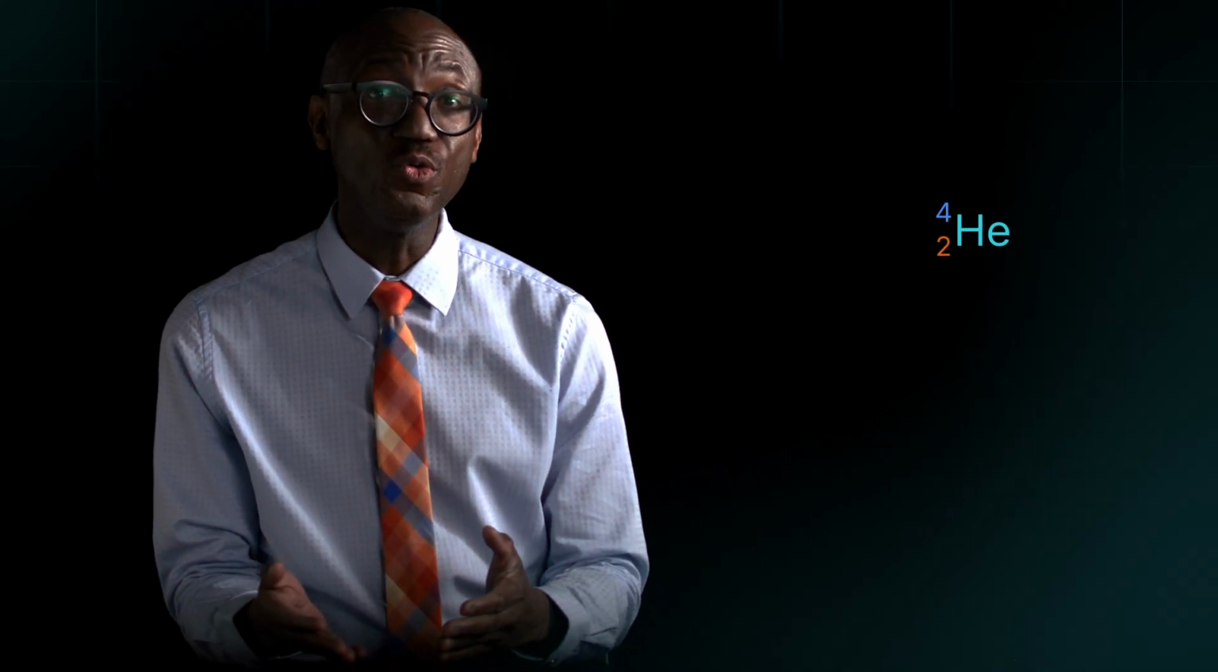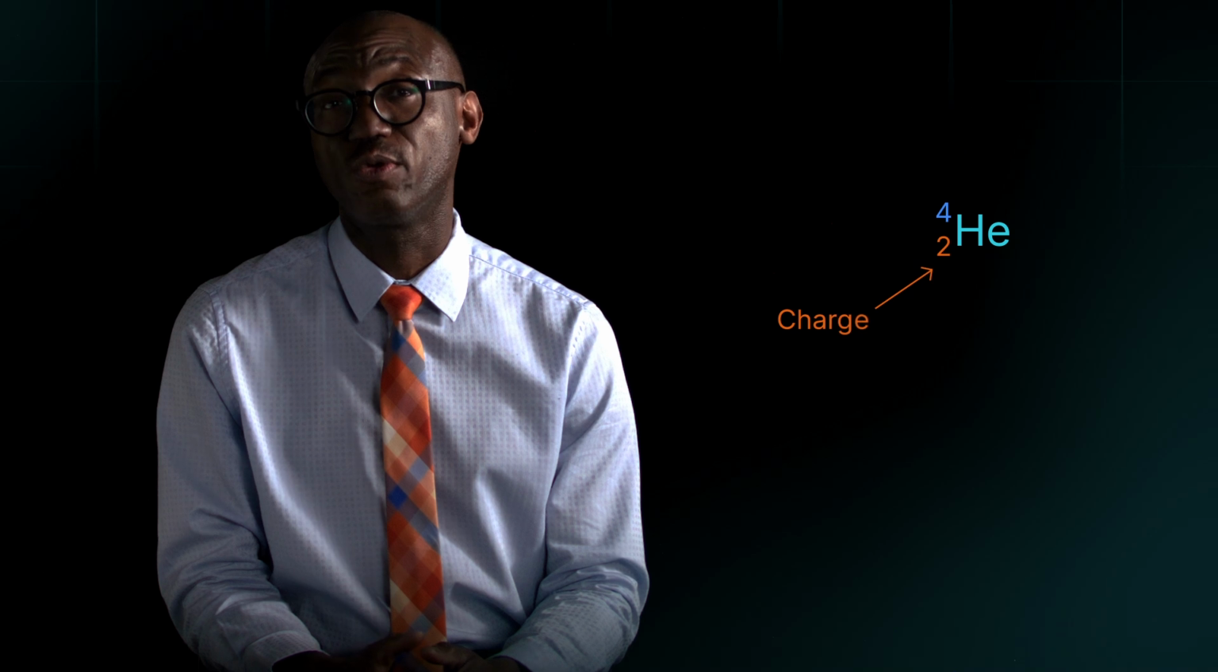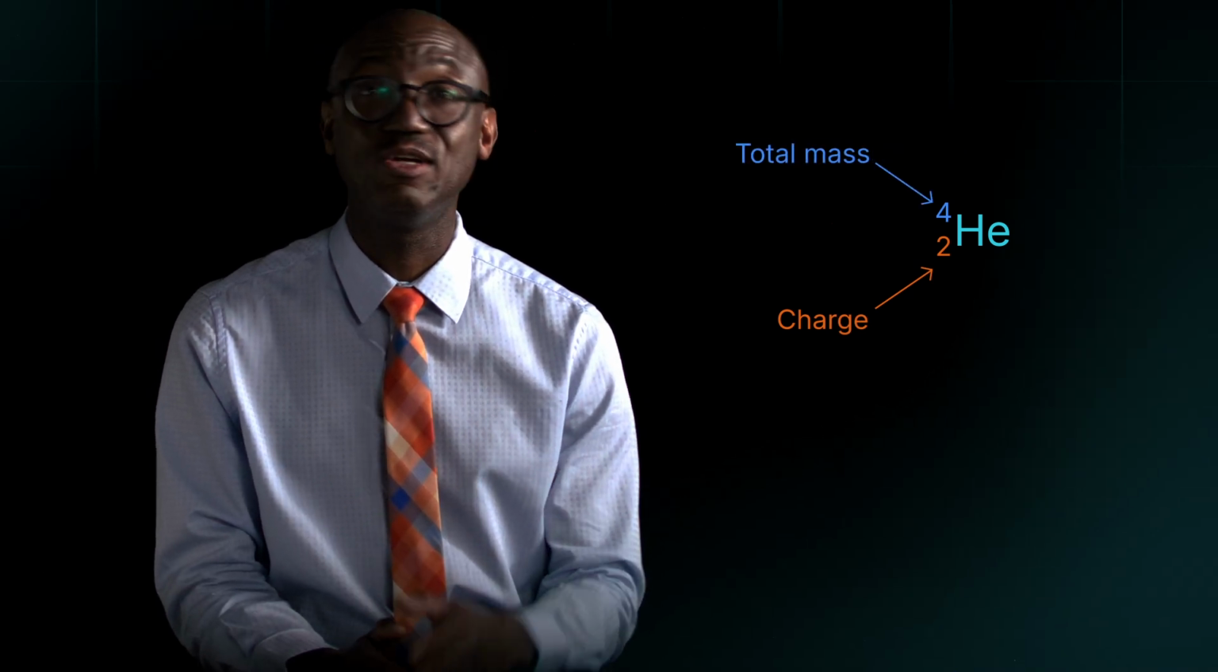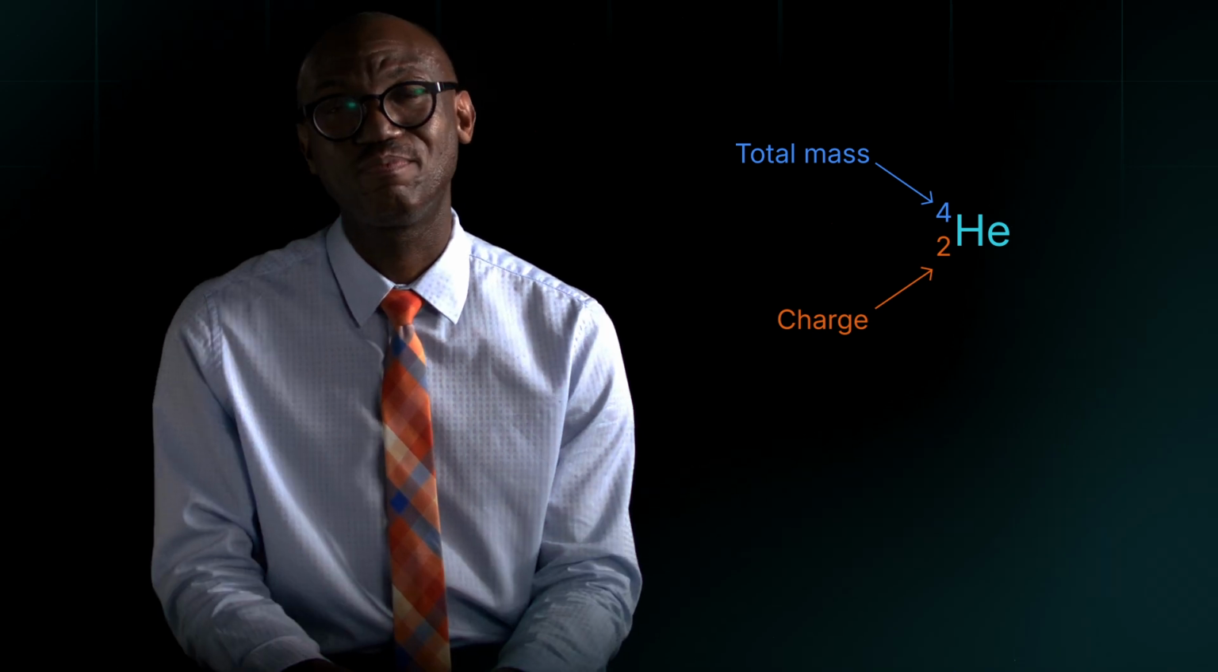Alpha particles are essentially helium nuclei, 2 protons and 2 neutrons bound together. When an atom undergoes alpha decay, it emits one of these particles. In nuclear notation, helium is written in this fashion. The bottom number 2 represents a charge from 2 protons. The top number 4 represents the total mass, 2 protons plus 2 neutrons.